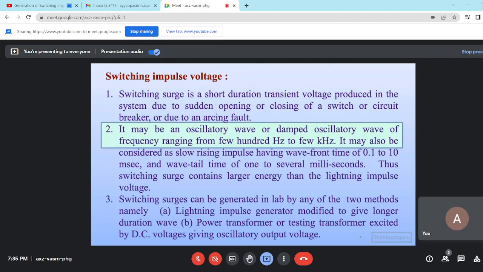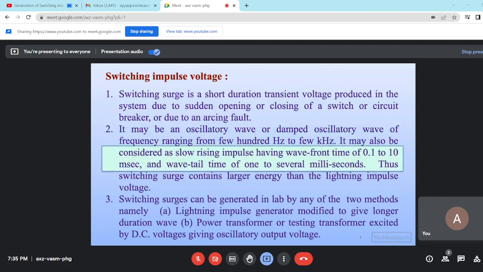These surges may be of nature of an oscillatory wave. These may be oscillatory waves or damped oscillatory wave, having frequency lying in the range of few hertz, few hundred hertz to few kilohertz. It may also be considered as slow rising impulse wave, having wavefront time of 0.1 to 10 milliseconds and the wave tail time again ranging from 1 to several milliseconds.